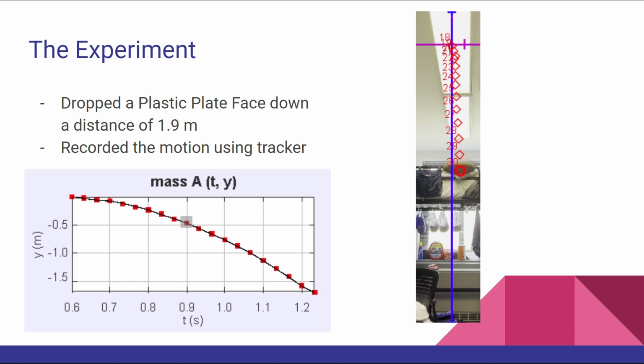Okay, so for the experiment itself, as I just said, I dropped a plastic plate facing down a distance of 1.91 meters, and I recorded the motion using the Tracker app. Here's a little bit of a more close-up view of this actual graph. As you can see, it's starting to increase speed, and then it starts to level off here due to the drag as it gets closer to maximum velocity.